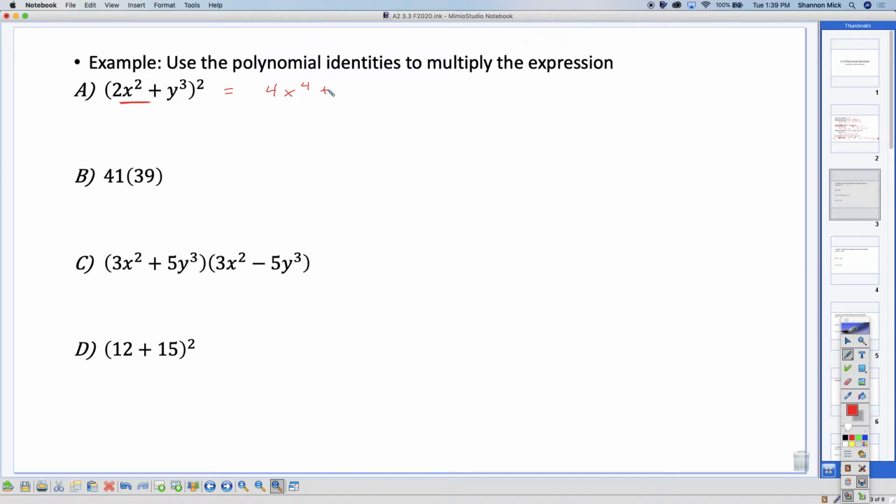Plus a times b, so 2 times 2x squared y cubed. You guys need to say those right. Y3 is not a thing. Okay, then what? Plus b squared. Plus y to the sixth. Wait. A power to a power, you multiply. Yes? Okay. Is that 2x squared y cubed?